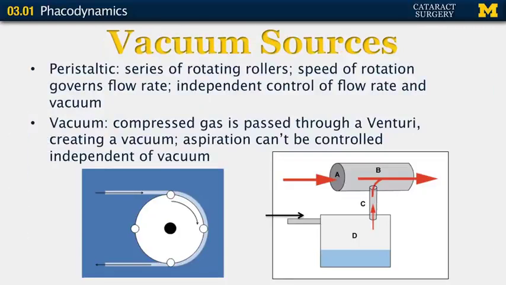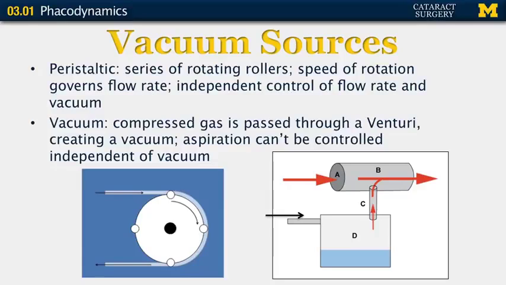Let's talk now about how these relate to the vacuum sources. We talked about a peristaltic pump where the rollers move fluid through the pump, and the speed of the rollers determines the flow rate. So the surgeon sets both the flow rate and the maximum vacuum on the machine, and the vacuum will rise once occlusion is achieved up to the preset maximum. So the surgeon sets both the flow rate as well as the vacuum.